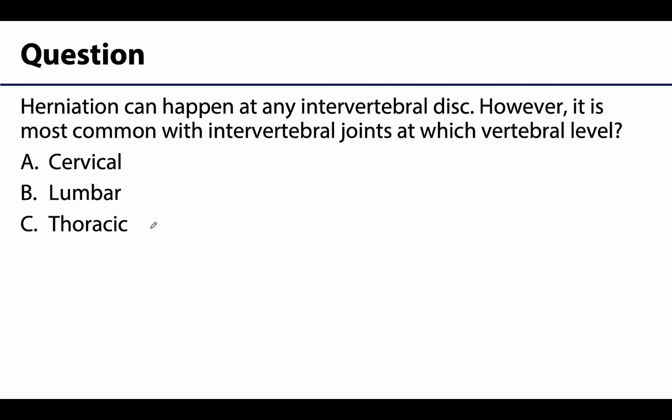All right, so we just talked about this, but it's an important concept. Herniation can happen at any intervertebral disc. That's the important thing to note. You can have herniations at any level or at any location where there's an intervertebral disc. But it's most common with intervertebral joints at which vertebral levels? Is it the cervical region, the lumbar region, or the thoracic region? So really the key here is where is it most common?